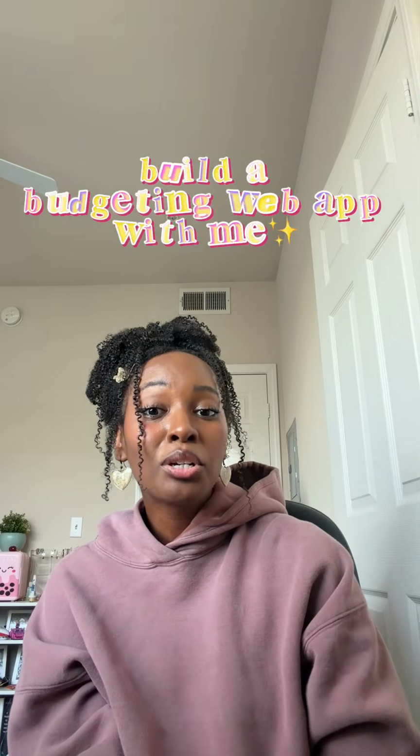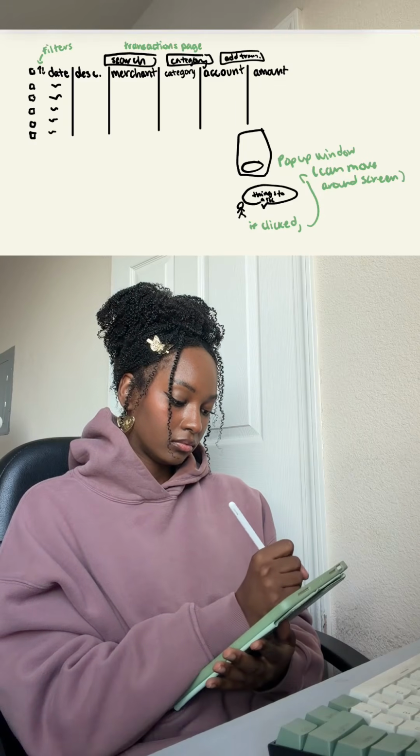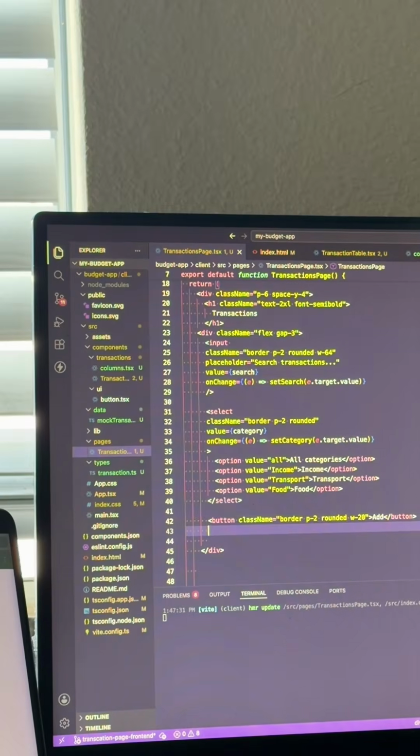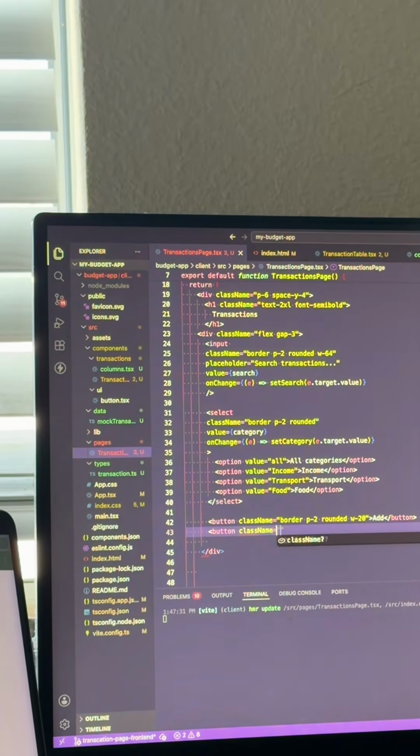I'm a computer science student and I need to build projects, so build a budgeting web app with me. I eventually want this to be a budgeting app that has a coach to help with planning, but for right now, I'm planning all my features and very poorly drawing out what I want the page to look like. Started coding out the basic functionality and we ended up with this.